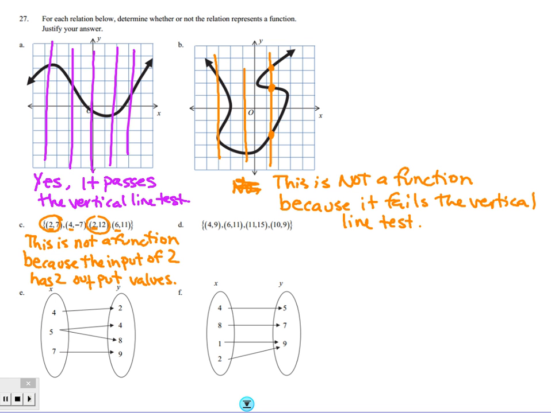All right, over here we've got 4, 6, 11, 10. All the inputs are different, so yes, this is a function.